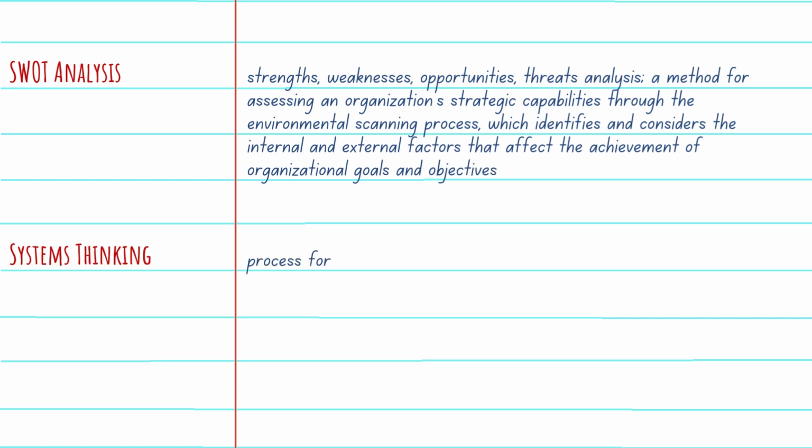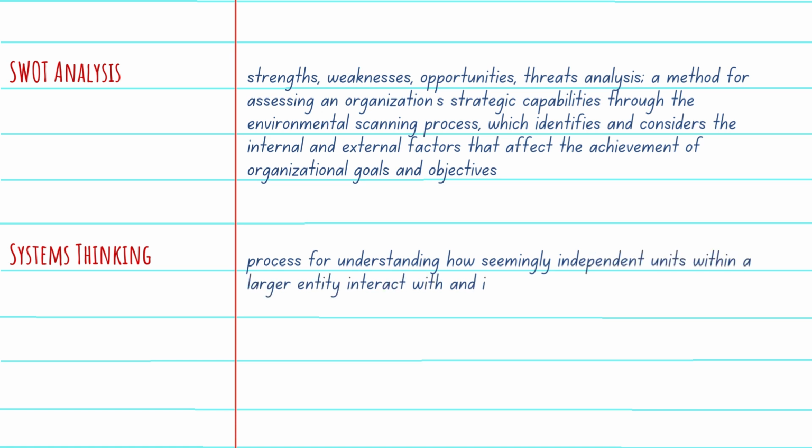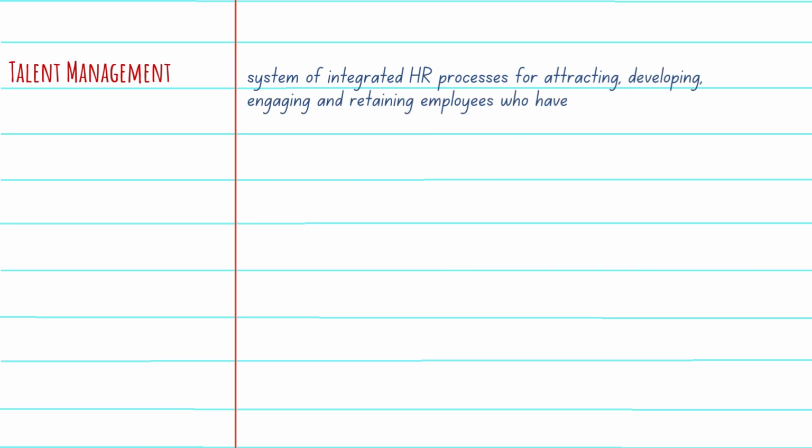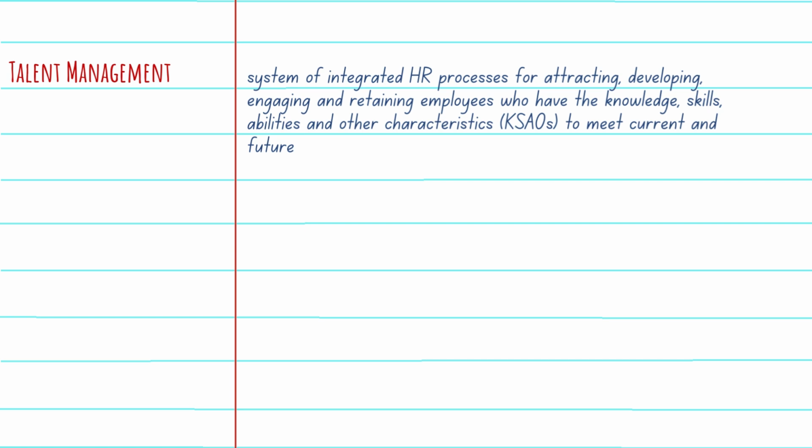Systems thinking is the process for understanding how seemingly independent units within a larger entity interact with and influence one another. Talent management refers to the system of integrated HR processes for attracting, developing, engaging, and retaining employees who have the knowledge, skills, abilities, and other characteristics to meet current and future business needs.